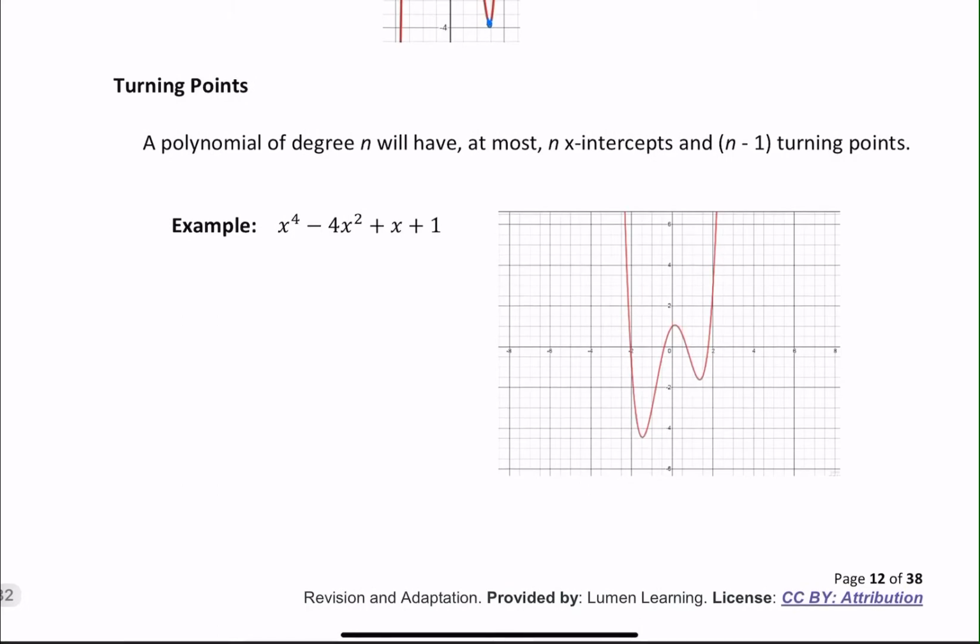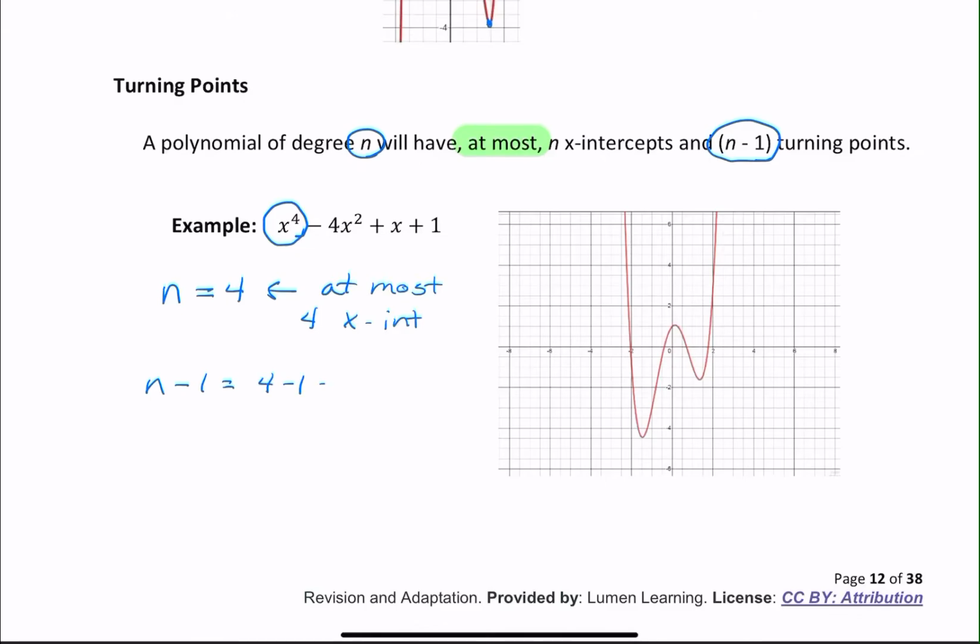Moving on, concerning turning points and x-intercepts, a polynomial of degree n will have at most n x-intercepts and n minus 1 turning points. So at most means that that is the most. It can have less, but it can't have more than n intercepts or n minus 1 turning points. So if I just look at this polynomial function, my leading term is x to the fourth. So my n is 4, which means I have at most 4 x-intercepts. And then n minus 1 is going to be 4 minus 1, which equals 3. I'm going to have at most 3 turning points.